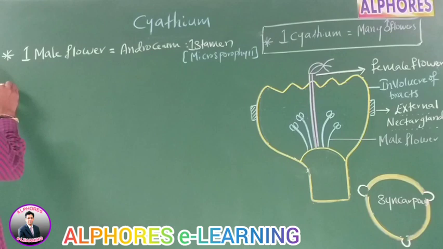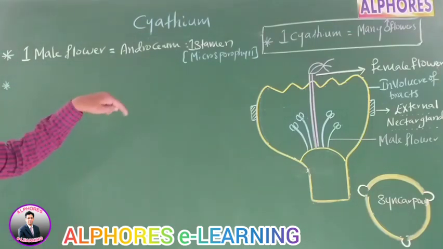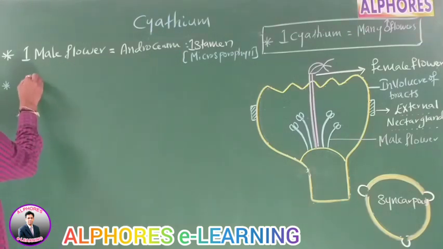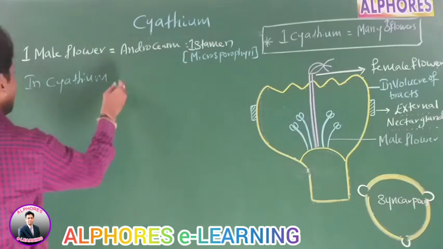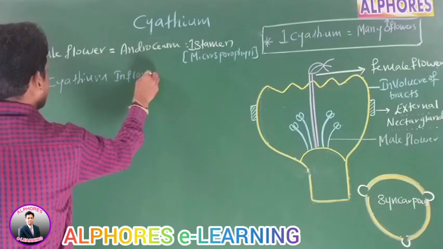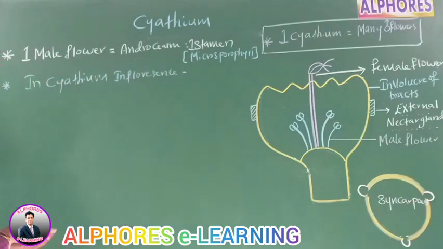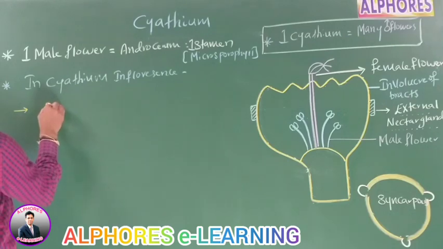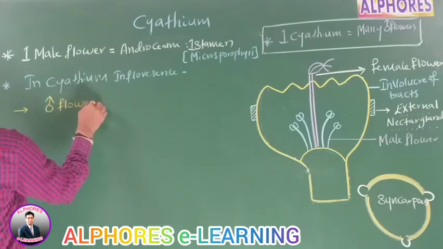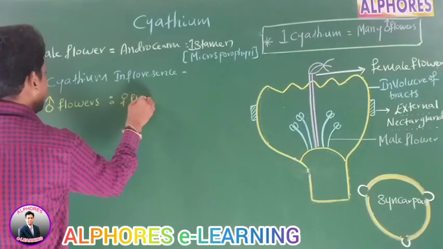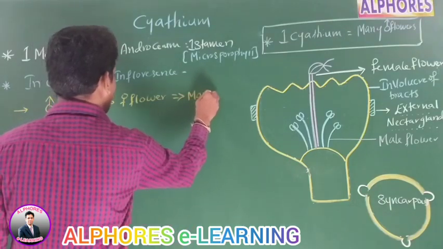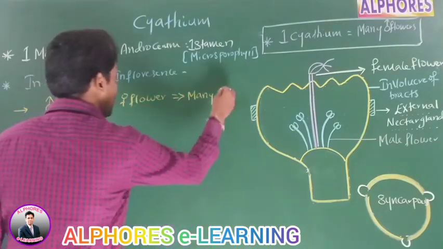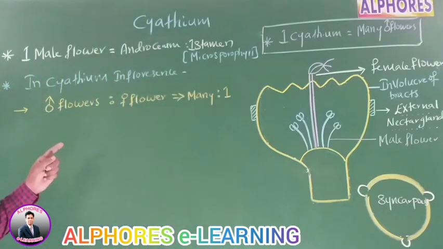Is it okay? Now, listen to this statement. Sir, in the cyathium inflorescence, what is the ratio between male flowers and female flowers? Tell me, sir, how many male flowers are there? Many male flowers are there. Yes or no? Right. How many female flowers are there? Only one female flower is present.